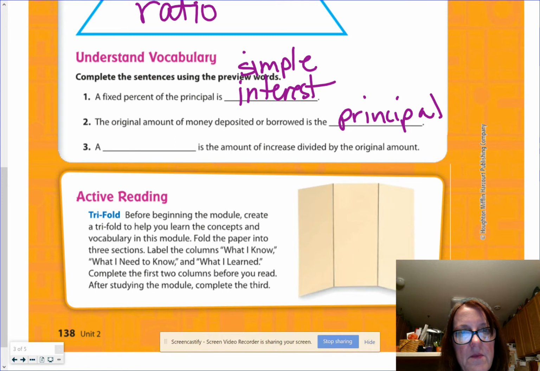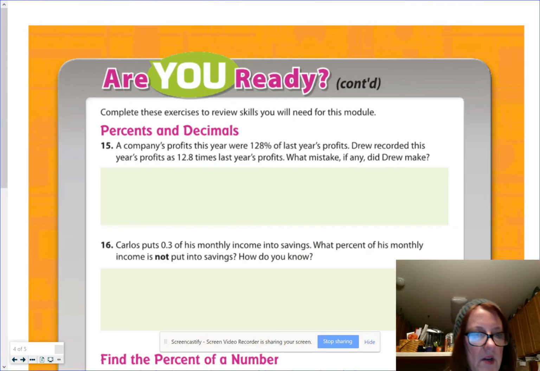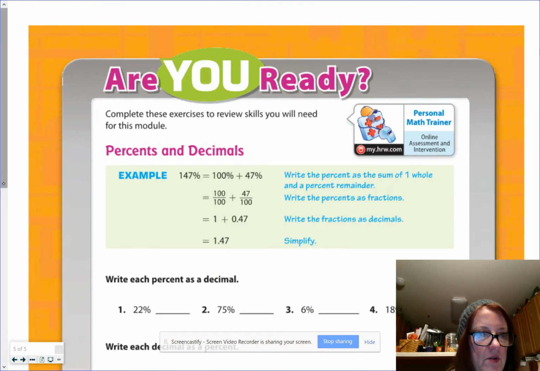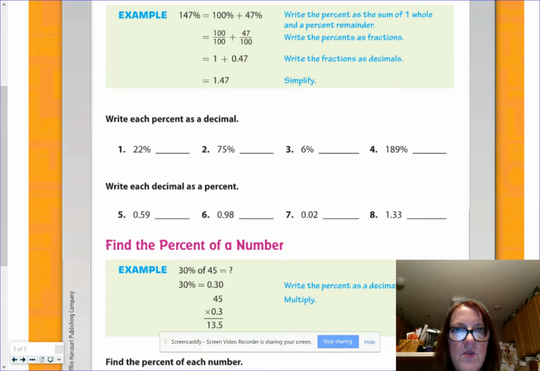And then when it says something is the amount of the increase divided by the original amount, this will end up being the percent of the increase. What is the percent of the increase? Okay. All right. Now let's go on to that Are You Ready page and let's check and see what you remember about this preview stuff here. Okay. Talking about percents, fractions, decimals. How do you take percent of a number? Which you focused on tons in 6th grade. So let's just review or remember how to do this.